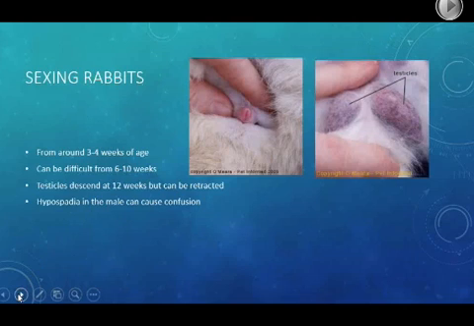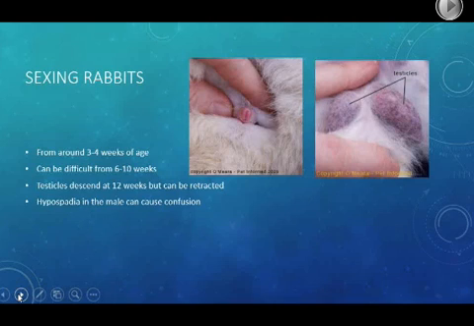So I think the first thing that causes issues with rabbit reproductive medicine is actually correctly sexing individuals between male and female. Rabbits are best sexed when they're very young, between about 4 and 6 or 7 weeks of age, because that is the easiest point at which to do it.